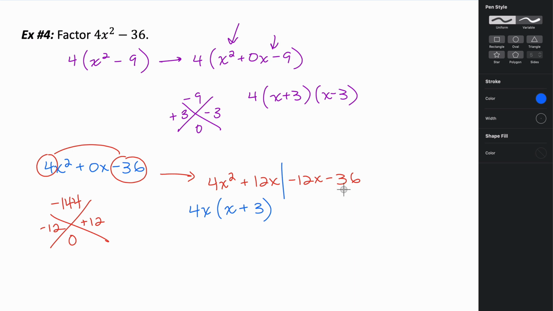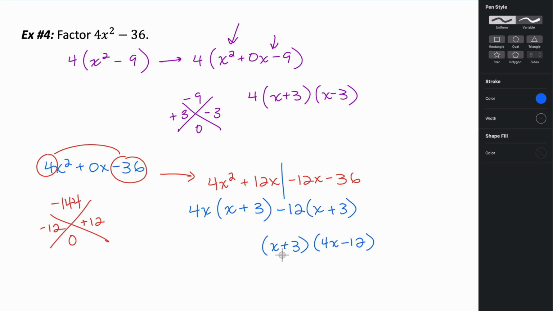So we'll have that. Now, the leading term here is negative, so we're going to factor out a negative. These both have a 12 in common, so I'm going to factor a 12 out. And then negative 12 times x is negative 12x, and negative 12 times a positive 3 would be negative 36. So these are the same, so x plus 3, that's our first group. And then our other group is this here, 4x minus 12.